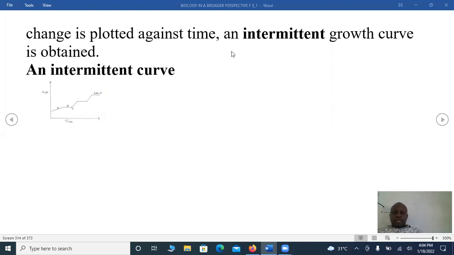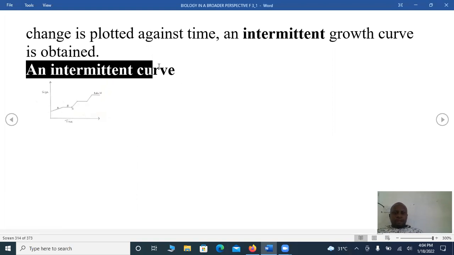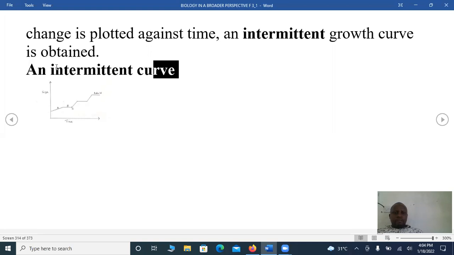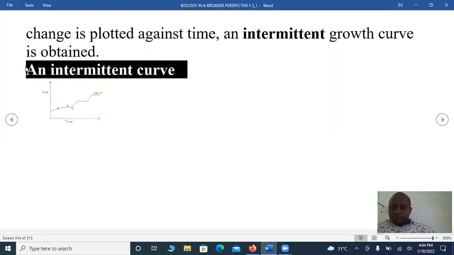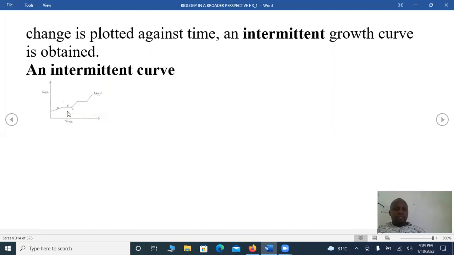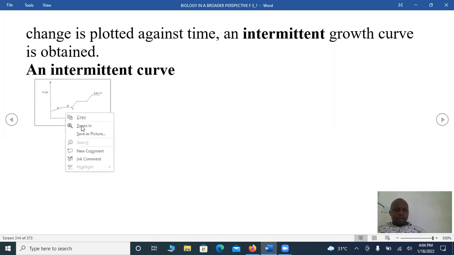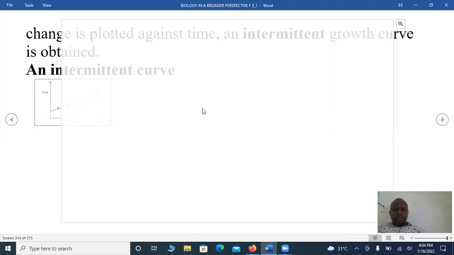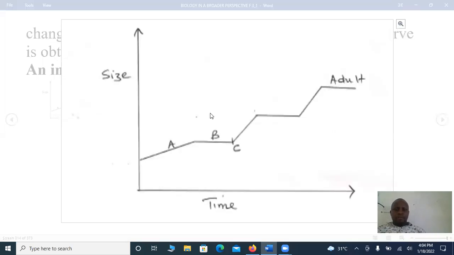Now, today I want us to learn about the intermittent curve. Remember, that is where we have reached so far as growth curves is concerned. And in our lesson today, we shall discuss what happens in these phases of the intermittent curve. So I think we have to focus on this particular graph. Hopefully, you are able to see how the graph looks.